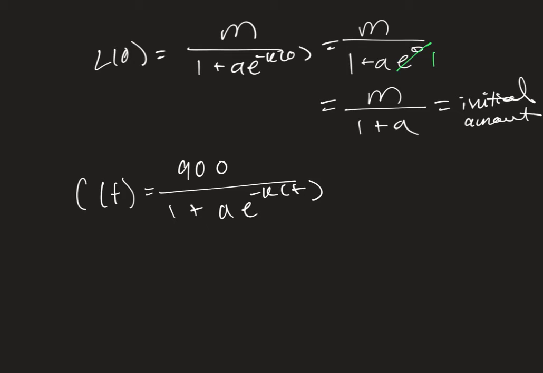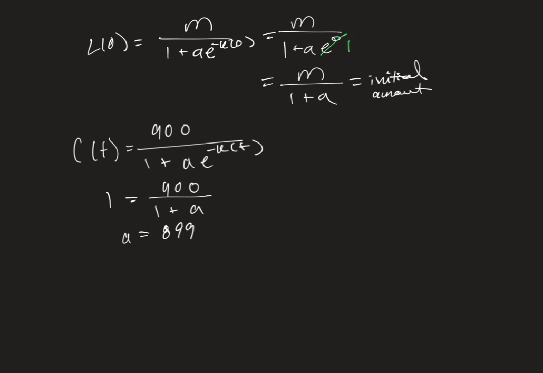But we know that we started with one person, right? So our initial amount when t equals 0, we had one case. So we can say 1 equals 900 over 1 plus a, right? So then a has to be, what, 899? Okay, so now we have our two pieces, right? So now we have C of t is 900 over 1 plus 899 e to the negative kt.